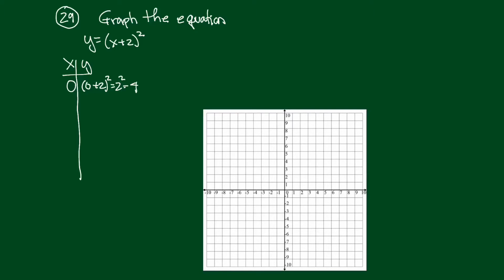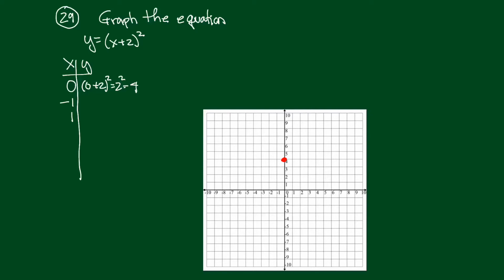So we're going to go 0, no left, no right movement, but up 4. So down on our coordinate system, no left or right, but we're going to go up 4. All right, let's put a point there at 0 and 4. Now let's go to the left one and to the right one and see what happens.